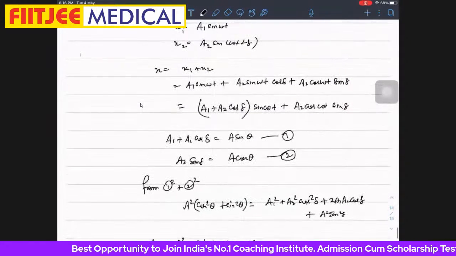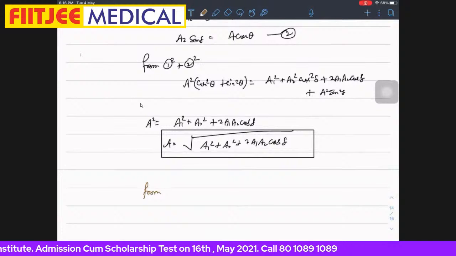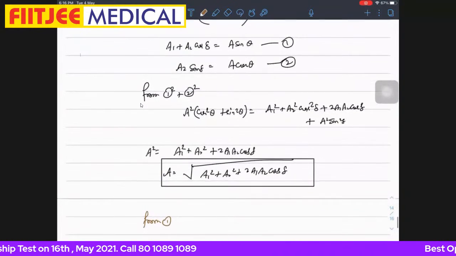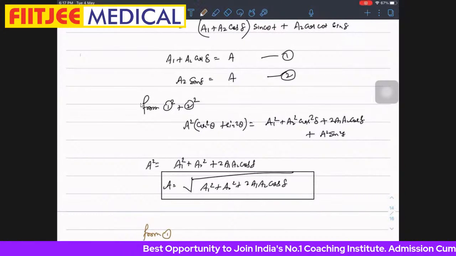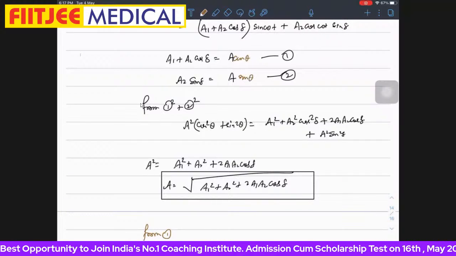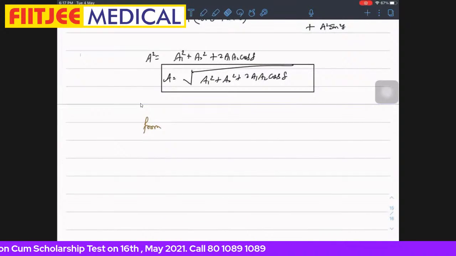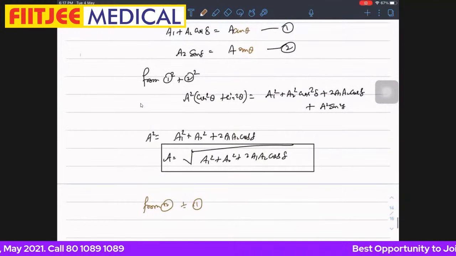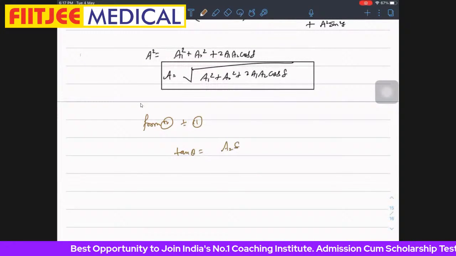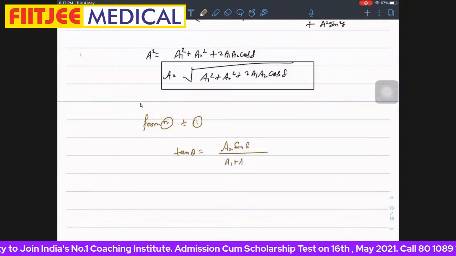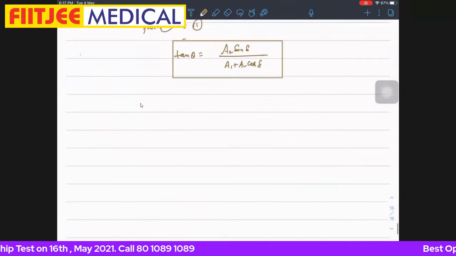Now, since these two are combined, the phase constant will change, that we are writing as theta. So if I write this as A cos theta and the other one as A sin theta, now if I divide 2 by 1, I can write tan theta equals a2 sine delta by a1 plus a2 cos delta. Let's understand it.